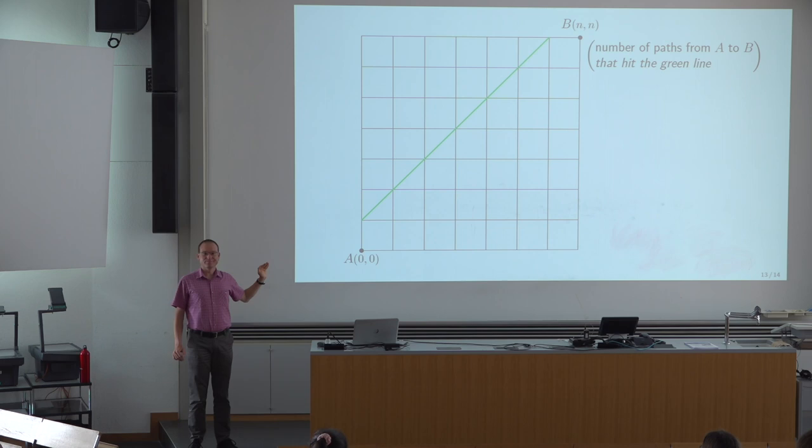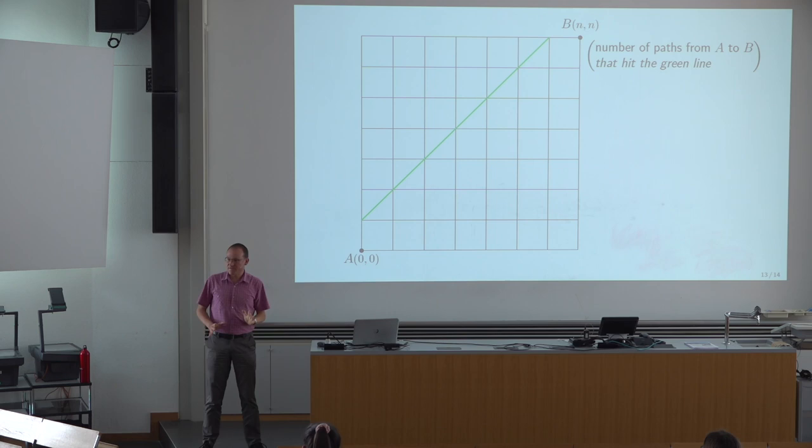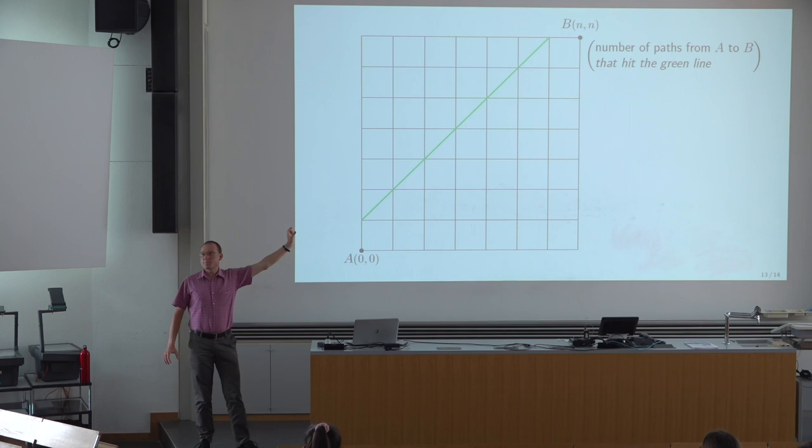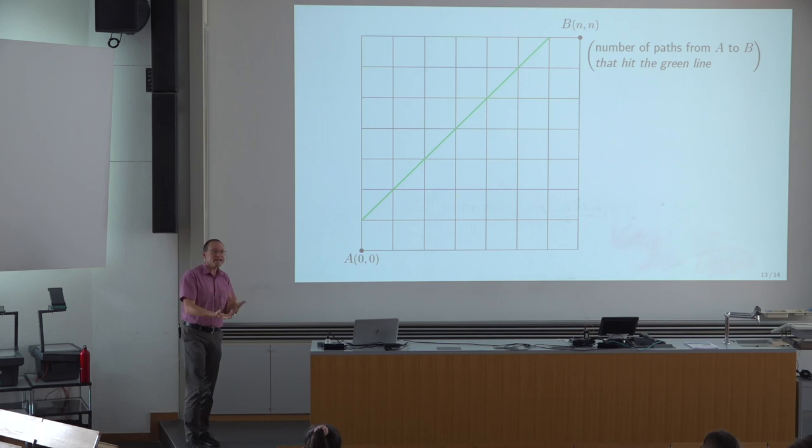We have to count the paths that do hit the green line. This is difficult. This qualification there, that hit the green line, this is what makes the problem very difficult. Without this, just the paths, very easy to find, but you want to make sure that they hit the green line. Let's take the lesson from the previous geometry problem. What is the lesson? Think outside of your half plane.